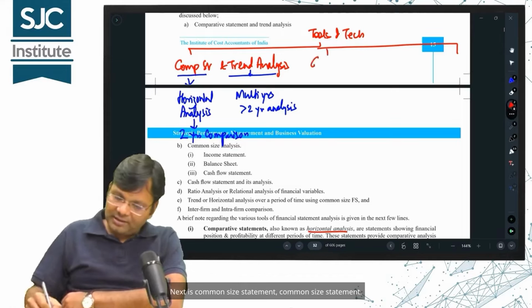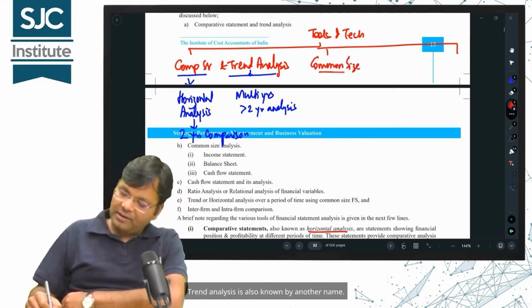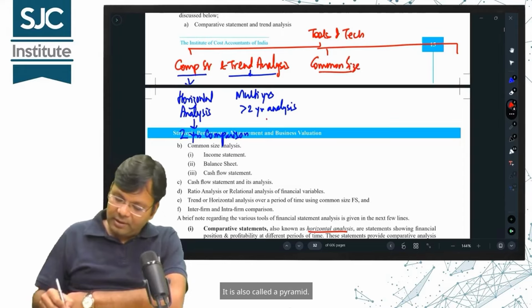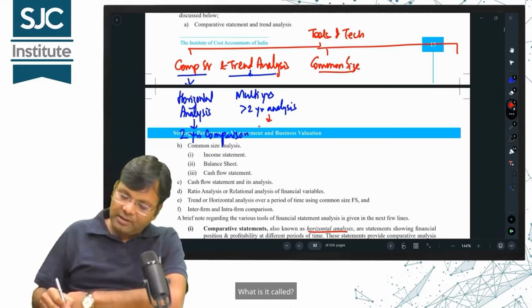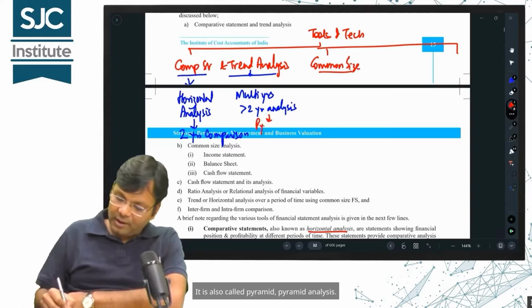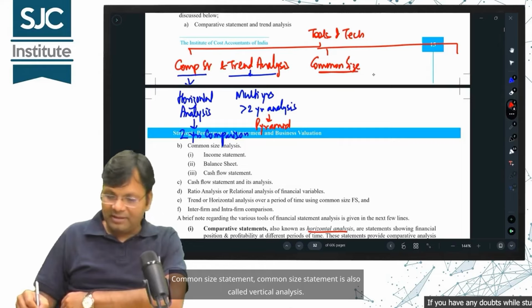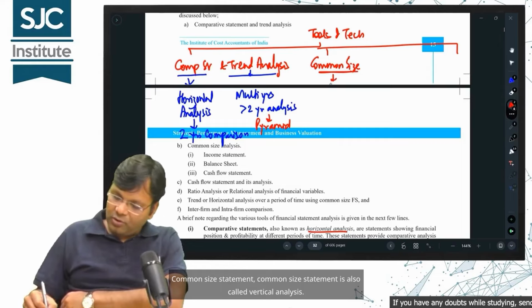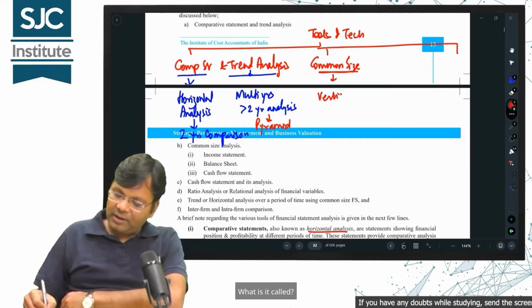Next is common size statement. Trend analysis is also known by another name. It is also called pyramid analysis. If an objective question ever comes, remember that. Then what next? Common size statement. Common size statement is also called vertical analysis.